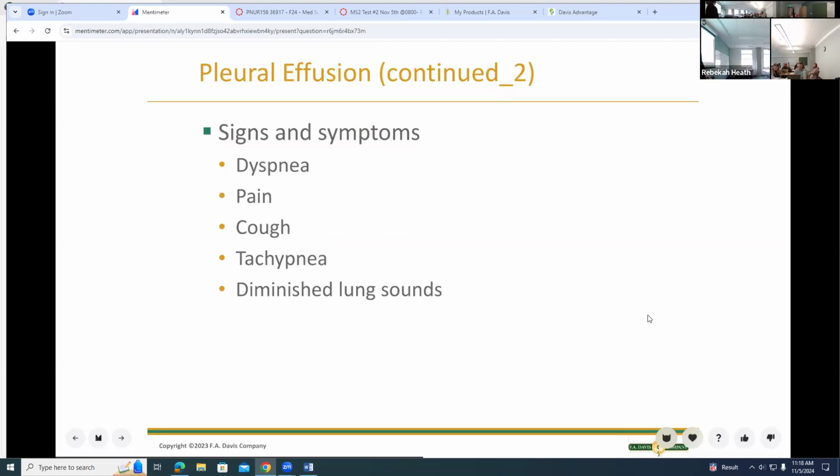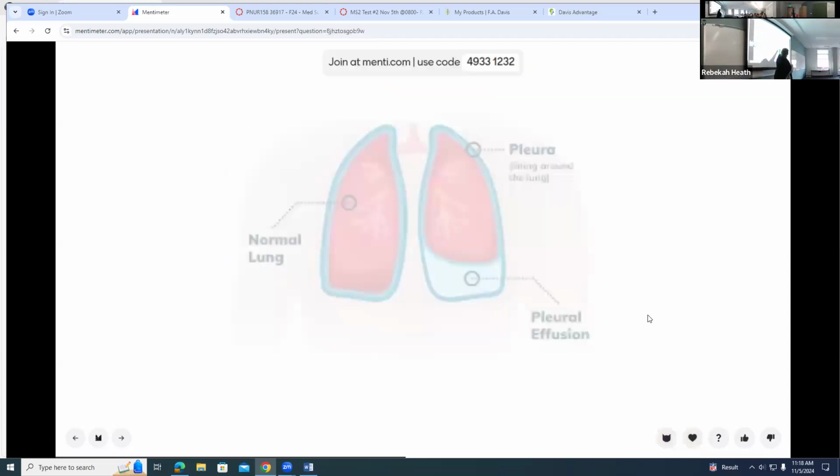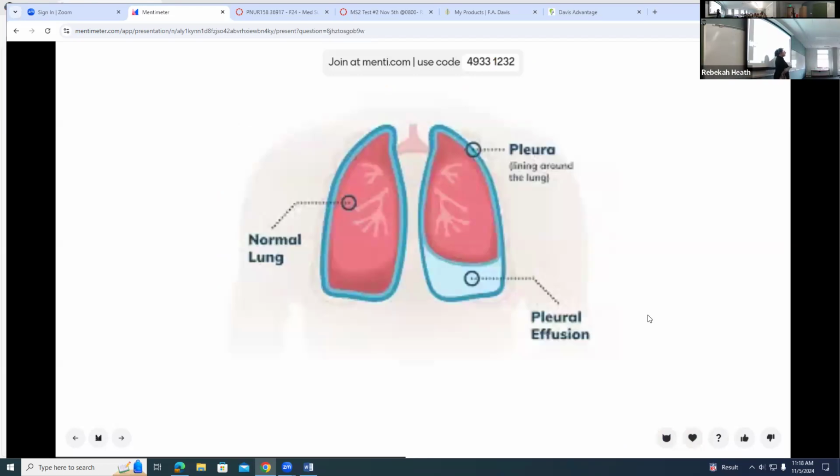So signs and symptoms of pleural effusion: dyspnea, right? They can't get a good breath because their lung isn't expanding how it should. They might have cough, and again, you might have diminished lung sounds, because if you think back through this patient, if you listen to their lower lobes, you're not going to hear anything because your lung isn't expanding.